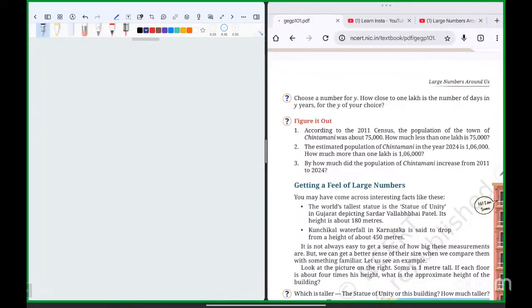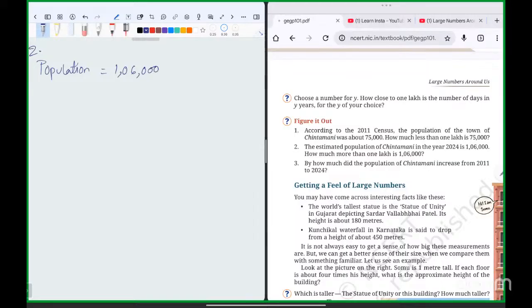So again there is a population question. The estimated population of Chintamani in the year 2024. Like in the previous question it was the year 2011, now the year has changed. It is in the year 2024, which is 1 lakh 6,000. So population, which is question number 2, population is equal to 1 lakh and 6,000.